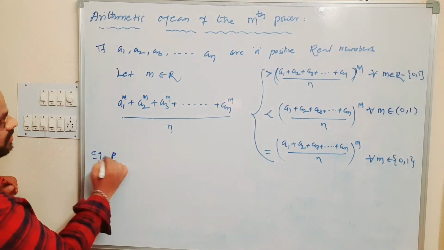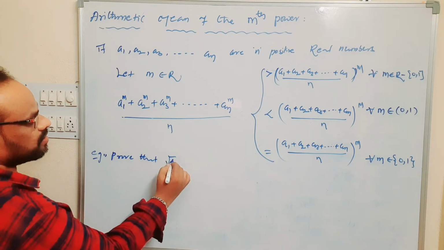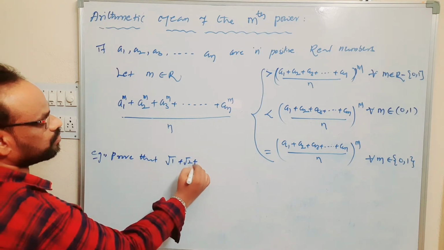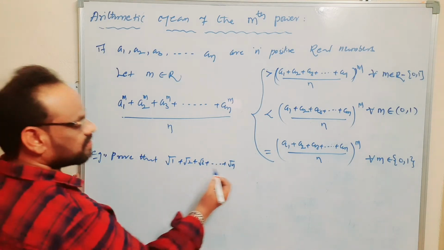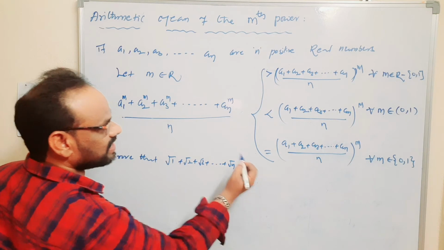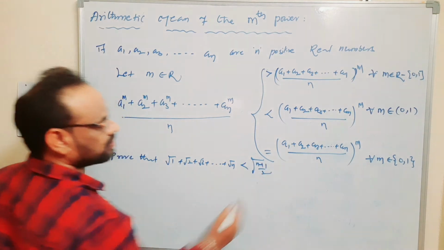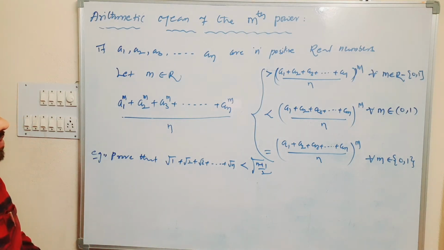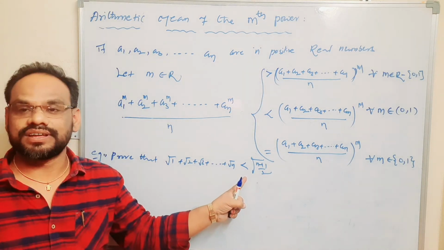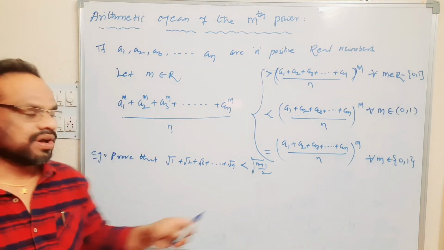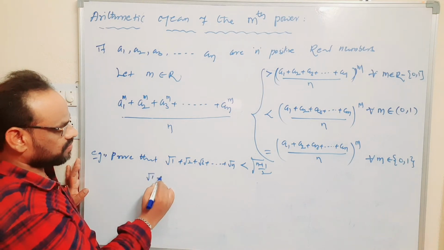Prove that square root of 1 plus square root of 2 plus square root of 3 plus and so on plus square root of n is always less than the square root of (n plus 1) by 2. Observe here the LHS, square root of 1 plus square root of 2 plus and so on.